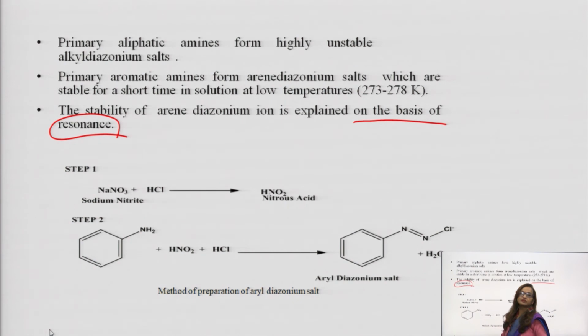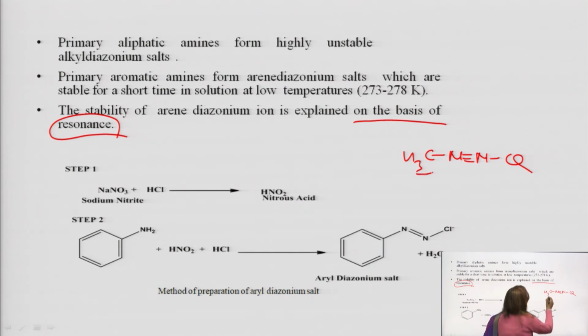So, because of the resonance and the dispersion of positive charge in the benzene nucleus, aryl diazonium salts, or you can say arene diazonium salts, are more stable. Because in alkyl diazonium salt, suppose this is methyl diazonium salt, no resonance is possible, because this CH3 has no structure in which resonance of the positive charge can occur. So, because of this lack of resonance in the alkyl structure, alkyl diazonium salts are less stable when compared to aryl diazonium salts.